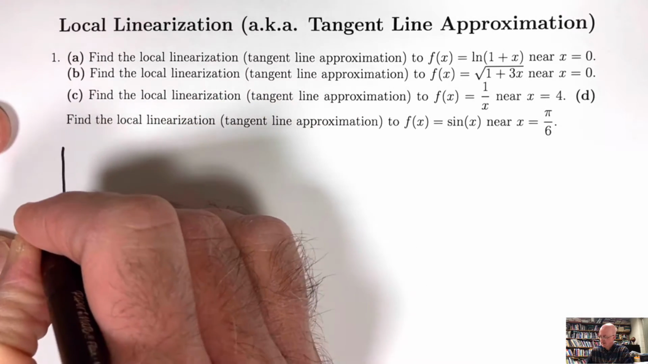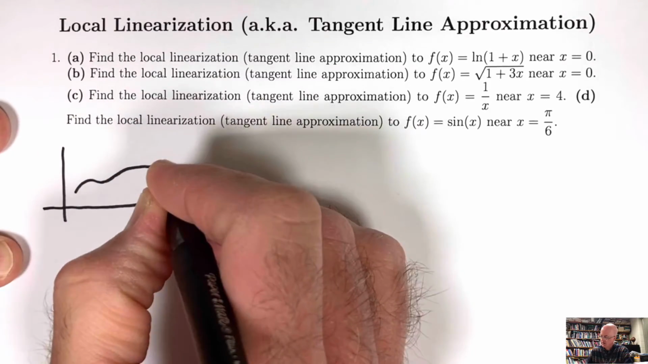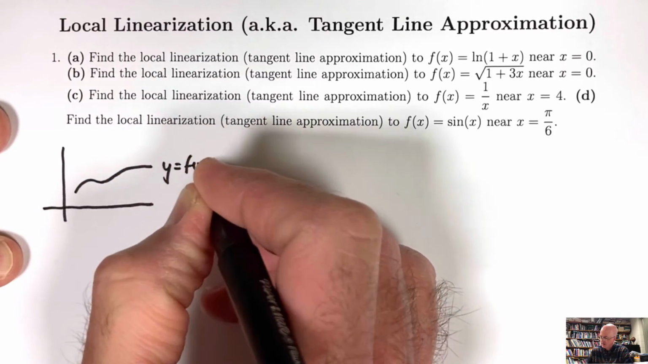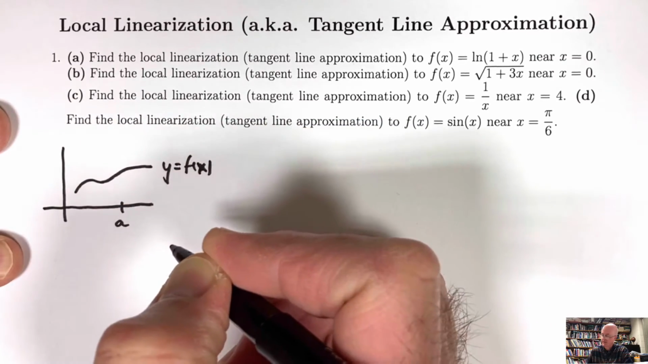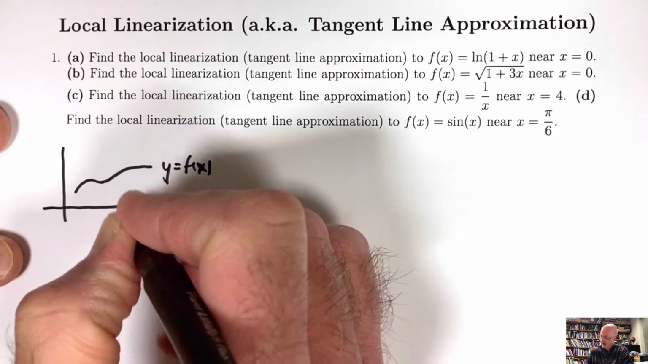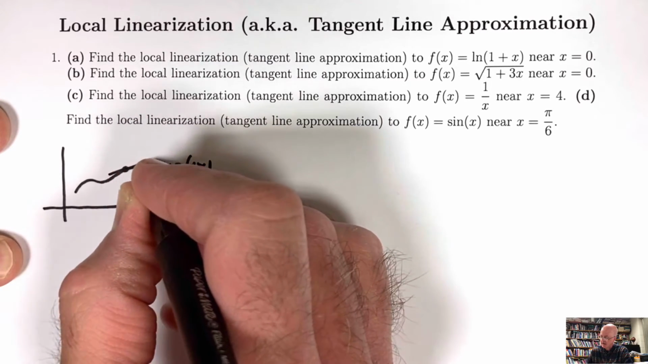We've got some nice smooth function, differentiable, call it y equals f of x, and we have some number a in the domain of f of x. I'm thinking of a as fixed. And we'd like to approximate this function with its tangent line at a.